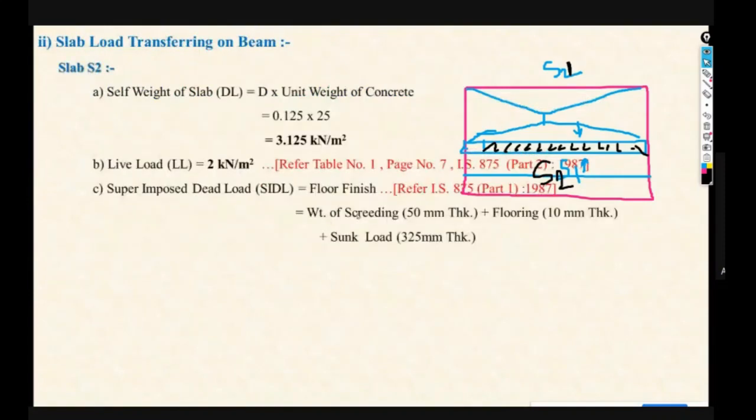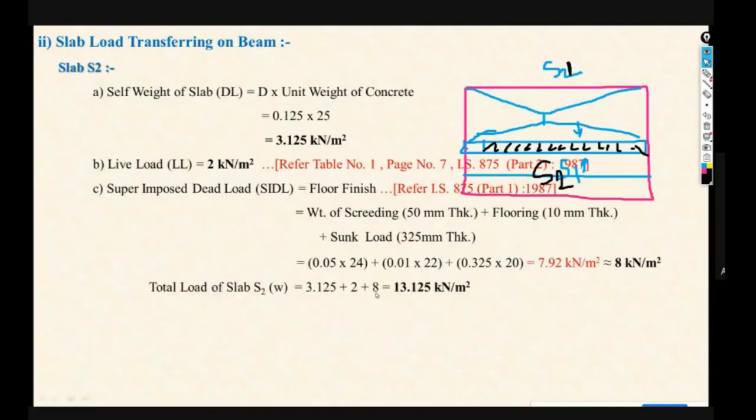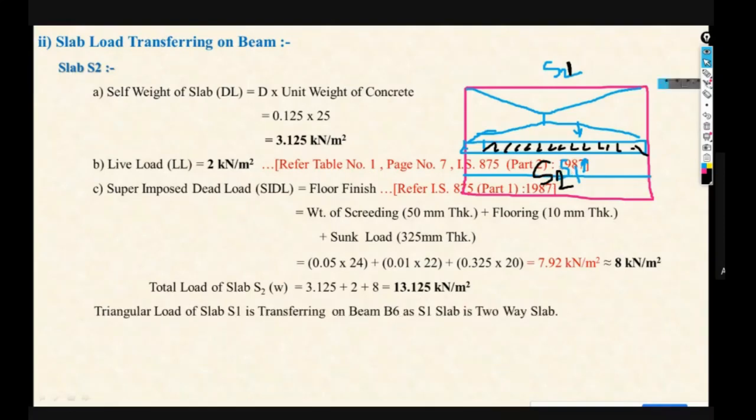Okay. So for this slab, we have already calculated the load for the design. The total load is 13.125 kilonewton per meter square. So this load is on the S2 slab only. And if you see this one-way slab, with the reinforcement we are providing like this, half of the loading will transfer from this slab to the beam.